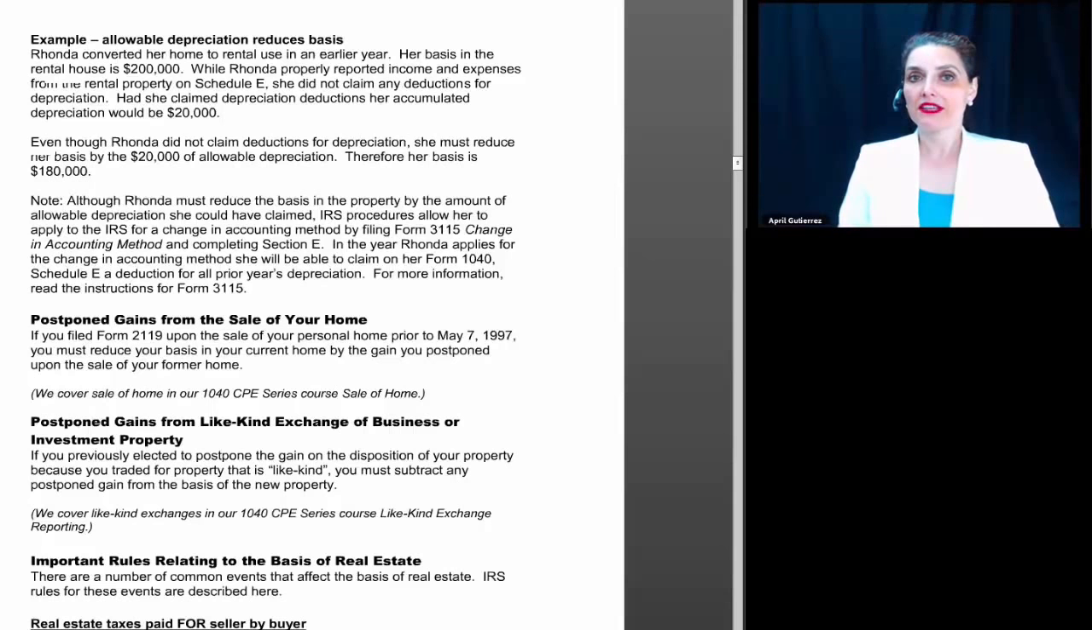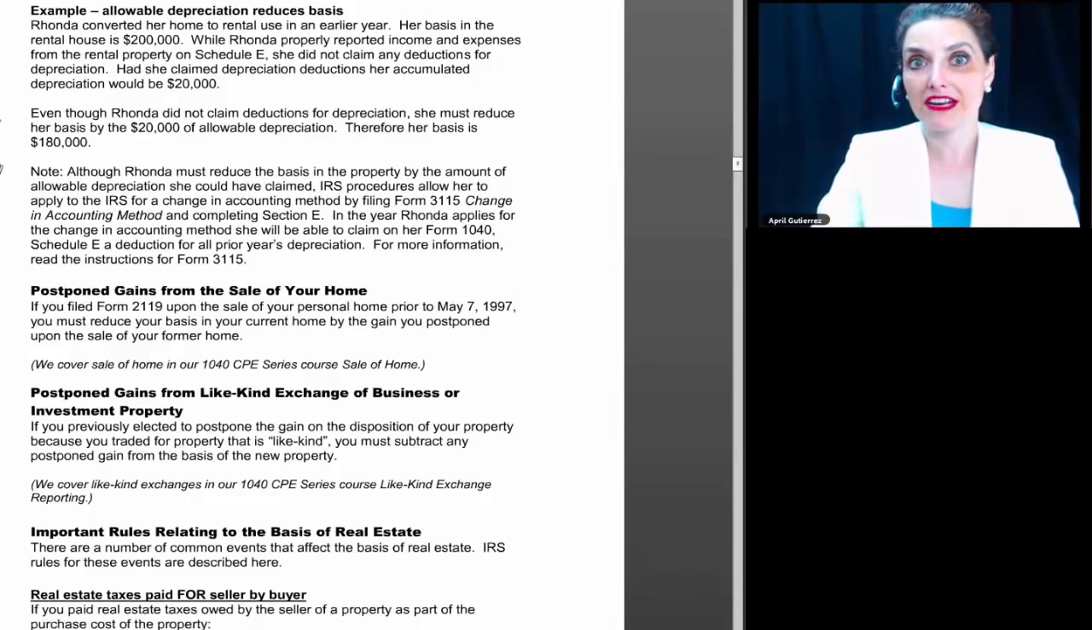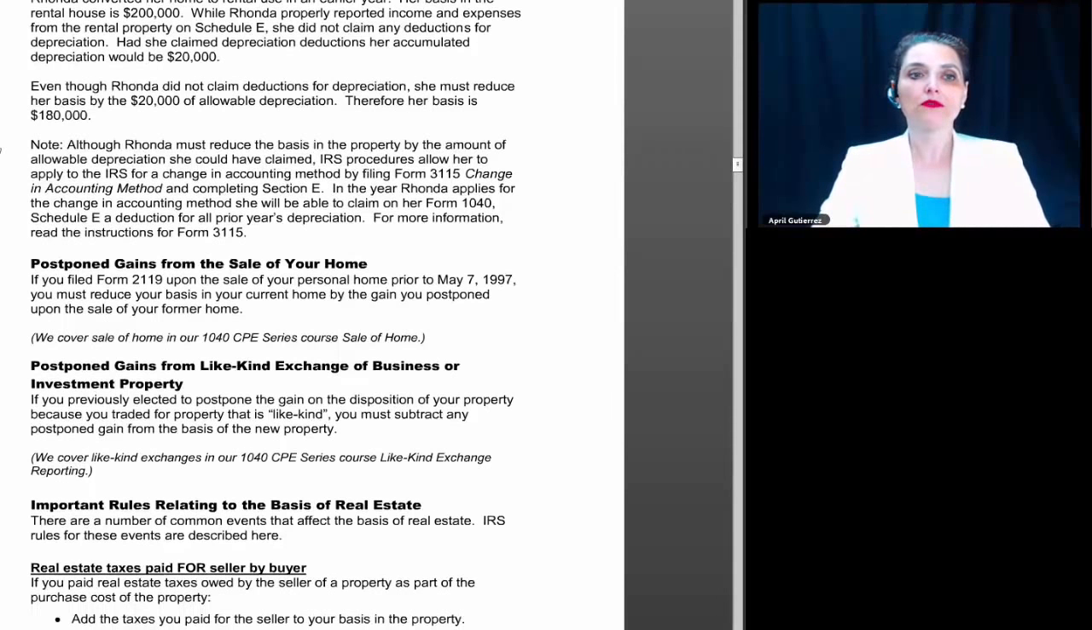Because just as often as I see no depreciation being claimed when it should have been claimed, I also see assets being depreciated with the wrong life. The wrong useful life has been selected for those assets, for example. So in this situation, her basis in her property should be $180,000, and it is $180,000, even though she didn't take the depreciation deductions.